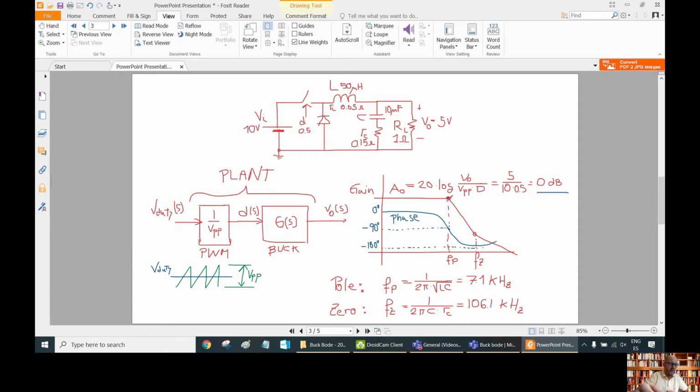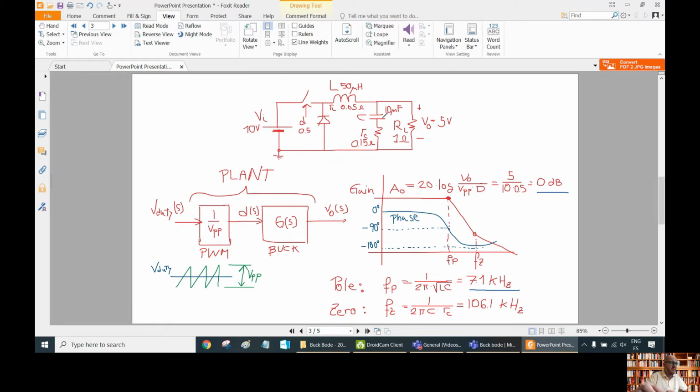Then we have a double pole at the frequency Fp, which is given by this expression, because at the end the inductor and the capacitor behave like a resonance circuit. So we have this double pole here at this frequency, 1 over 2 pi times the square root of LC. In this case, this gives 7.1 kilohertz.